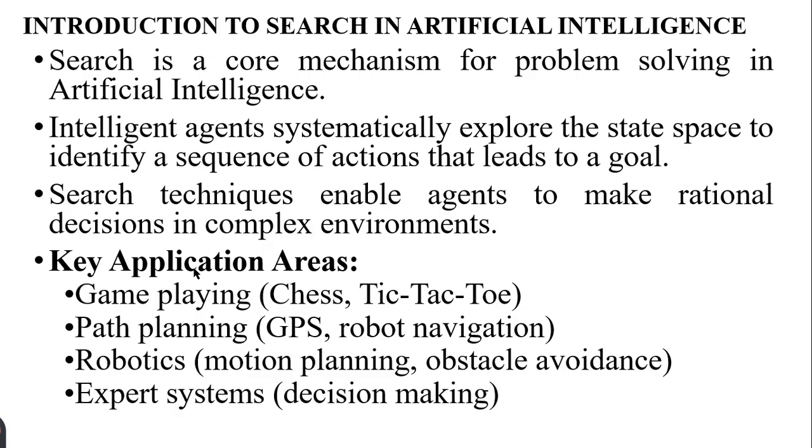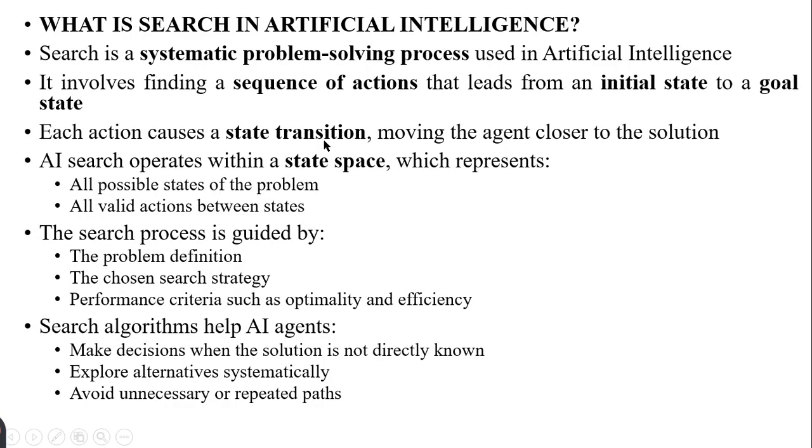We have key application areas such as game playing like chess and tic-tac-toe, path planning such as GPS and robot navigation, robotics motion planning and obstacle avoidance, and expert systems for decision making. So, what is the purpose of this searching algorithm? What is search in artificial intelligence?